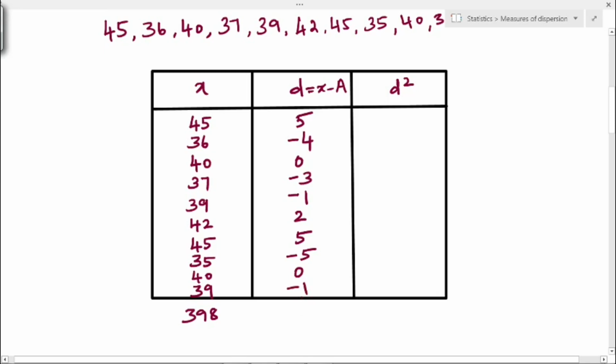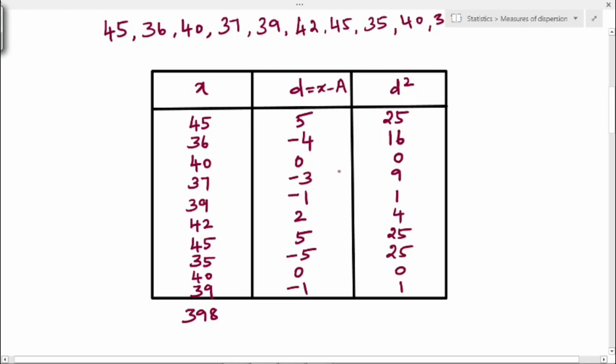Next we have to find d square. That is nothing but squaring all the values. First, 5 square is 25. 4 square, we have minus, and minus into minus will become plus, so 16. 0. Minus 3 square is 9. Minus 1 square is 1. 2 square is 4. 5 square is 25. And 0, and the last is 1.